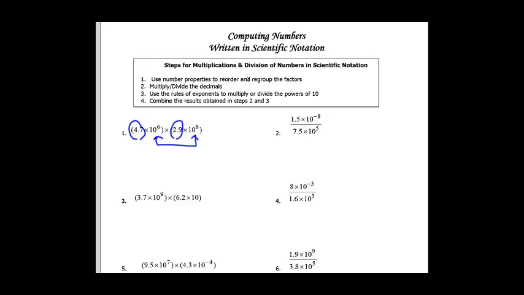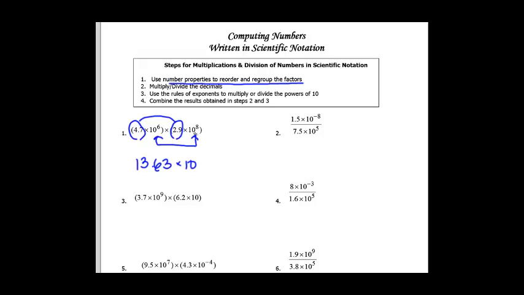And basically what this is saying, use number properties to reorder and regroup the factors. It's saying that we can use one of our algebraic properties, namely the commutative property of multiplication, to say I'm not going to do this multiplication problem in that order. I'm going to take this part first and do the other part second, and I'm going to get an answer that's totally fine. So if I multiply 4.7 by 2.9, I get 13.63.